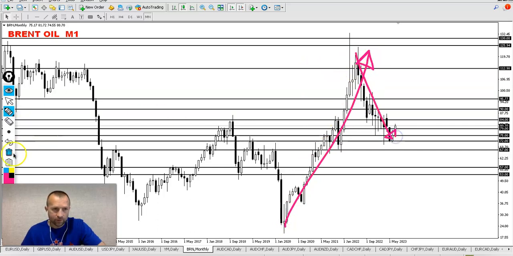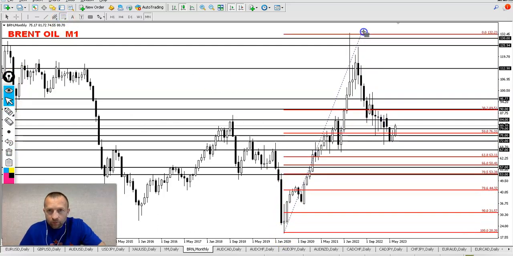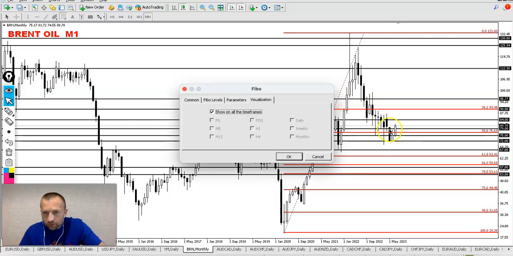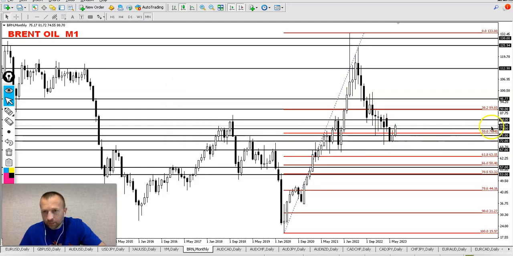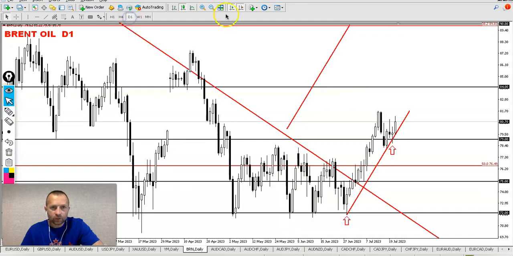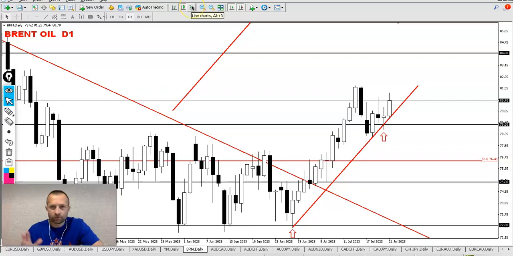It was a correction, and let's check the Fibonacci. How far was the correction? You see, the correction was around 50%. And it's okay for the market, a 50% retracement, and now we are on the next leg to the upside, and sooner or later I think there is a lot of potential to come back up to 95, 130, especially taking into account all the tension in the world, the wars and so on. So it's crazy, yeah.